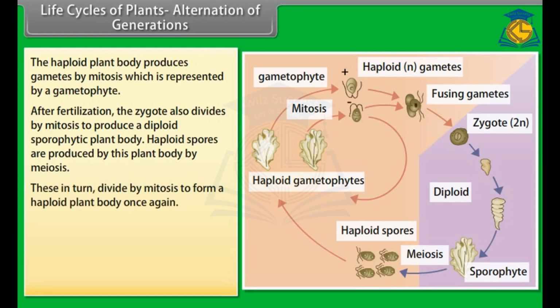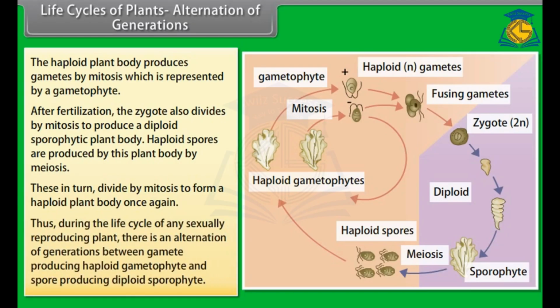These in turn divide by mitosis to form a haploid plant body once again. Thus, during the life cycle of any sexually reproducing plant, there is an alternation of generations between gamete-producing haploid gametophyte and spore-producing diploid sporophyte.